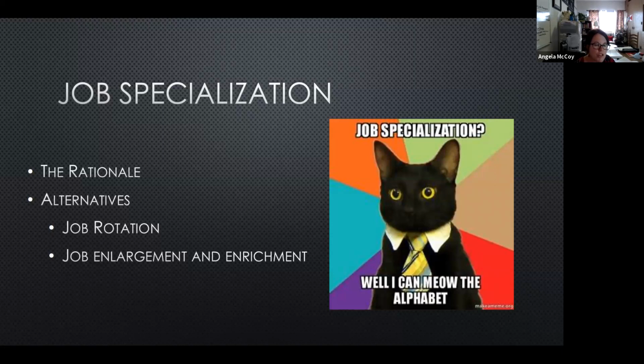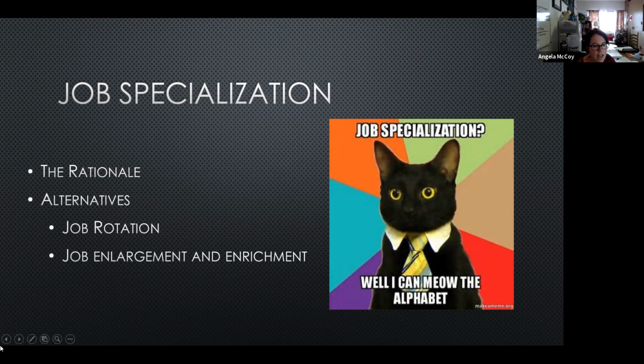So what are some alternatives to job specialization? Specialization can have some negative consequences, such as employees' boredom and dissatisfaction with their job. Managers can tend to minimize these issues by doing job rotation, which is the systematic shifting of employees from one job to another, or job enlargement or job enrichment, along with other methods used to motivate employees, and those will be discussed in chapter 10 of your text.